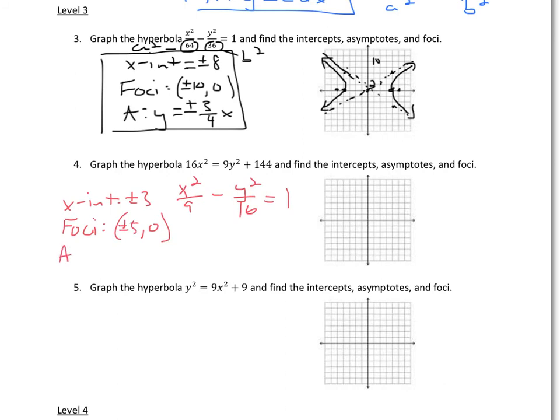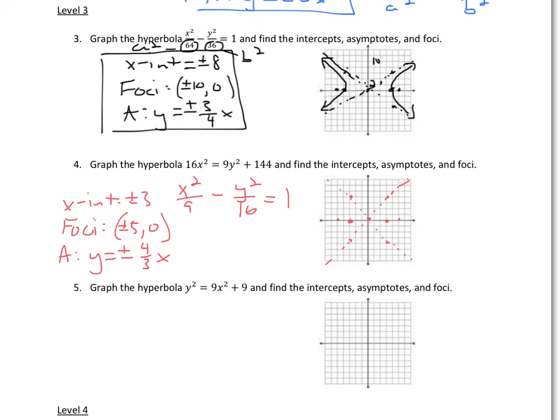Right, and the asymptotes are y equals plus or minus b over a times x. B is 4, a is 3, so it's 4/3. Okay, so what we're looking at here is the x-intercepts are 3 and negative 3. Foci out at 5 and negative 5. And the asymptotes are plus or minus 4/3 x. So I go up 4 over 3, down 4, left 3. There's one asymptote. The other one, the negative one, up 4, left 3. And down 4, right 3.